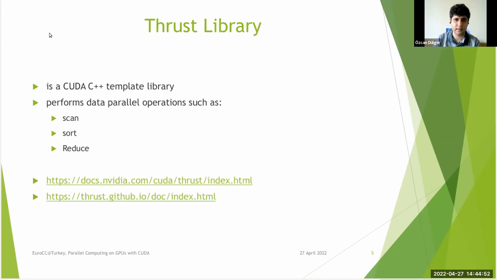Let's start with Thrust Library. It is a CUDA C++ template library, and it performs data parallel operations such as scan, sort, or reduce operations. And this is the website of Thrust Library. You can get more detailed information through this website.